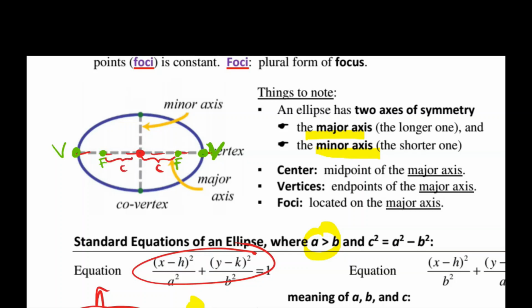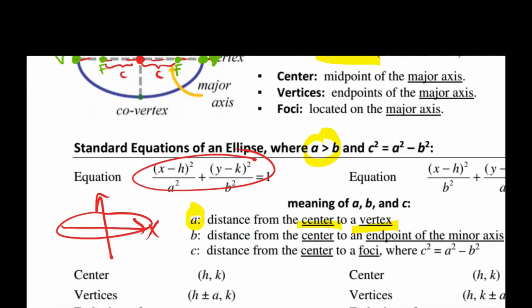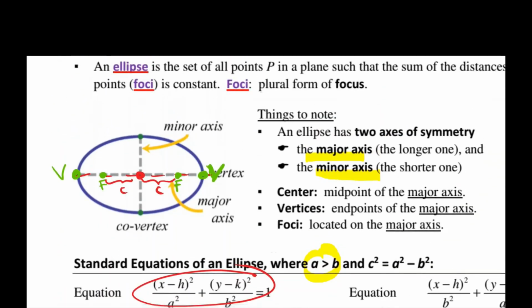Now, what about a? a represents the distance from the center to the vertex. So let's go ahead and tag that up. Here's the center. We have the vertices right here, and that distance is given by a.